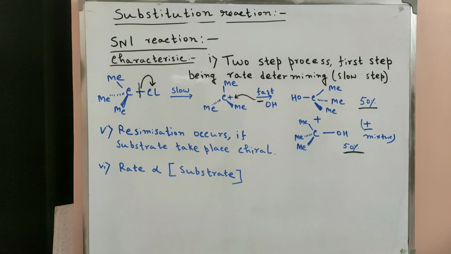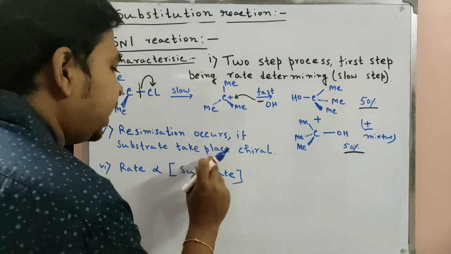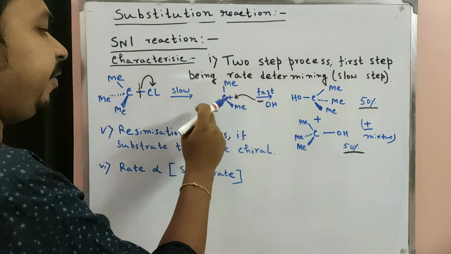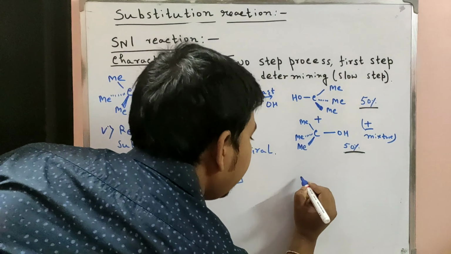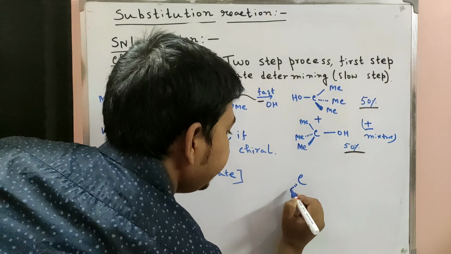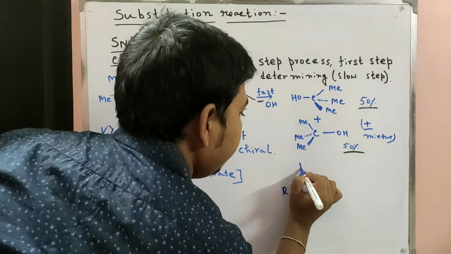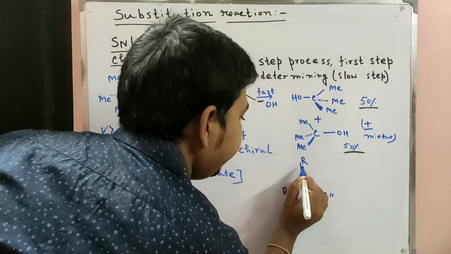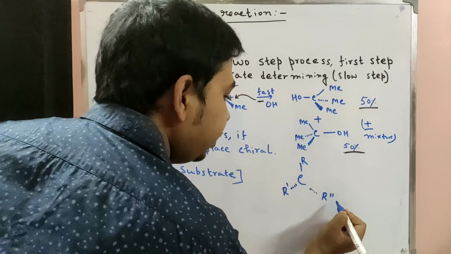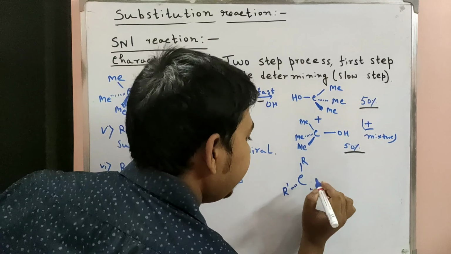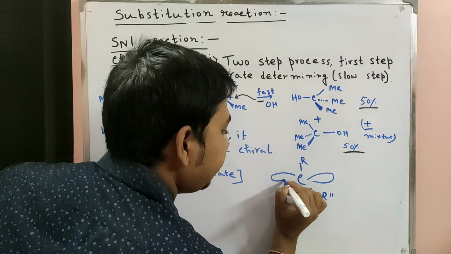So our next point is that racemization occurs if the substrate is chiral. Here chiral means the four groups on the center are different. So racemization occurs when the center is chiral, meaning R, R dash and R double dash are different groups. In that case the free orbital is present in the carbocation.